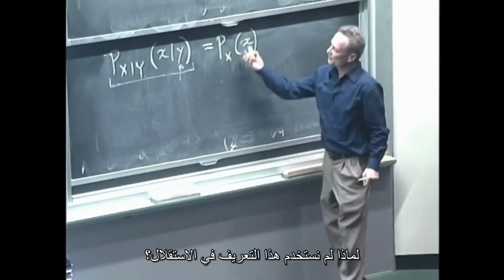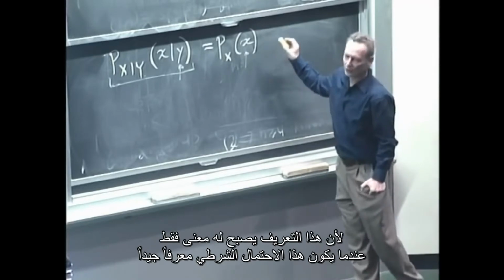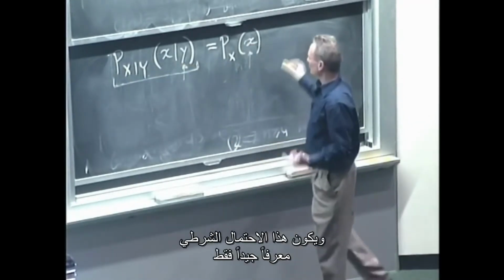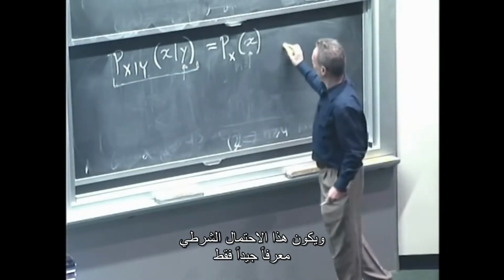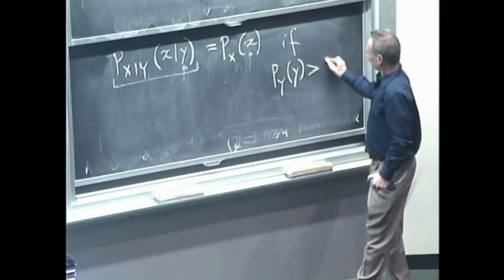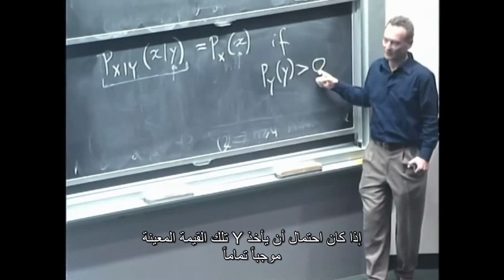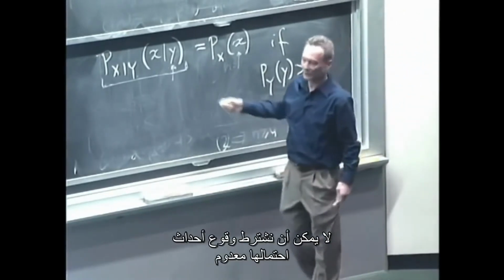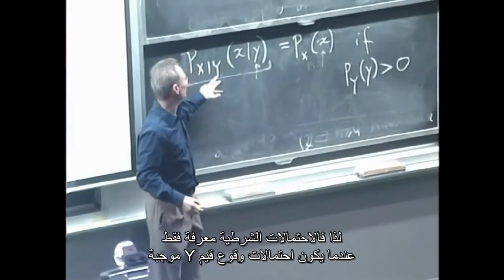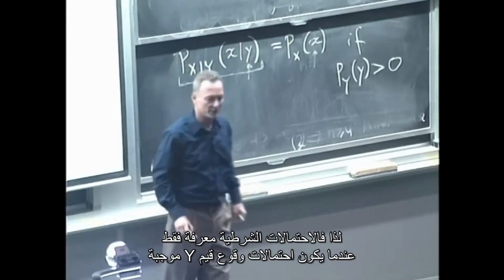Why didn't we use this definition of independence? Well, because this definition only makes sense when this conditional is well defined. And this conditional is only well defined if the event that y takes on that particular value has positive probability. We cannot condition on events that have zero probability. So conditional probabilities are only defined for y's that are likely to occur, that have a positive probability.